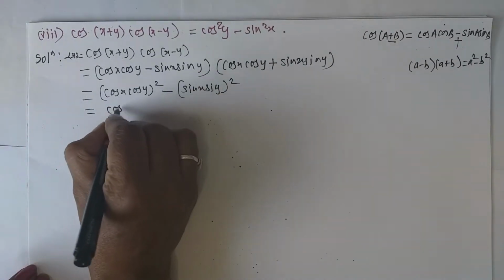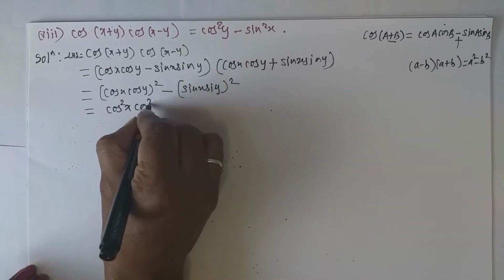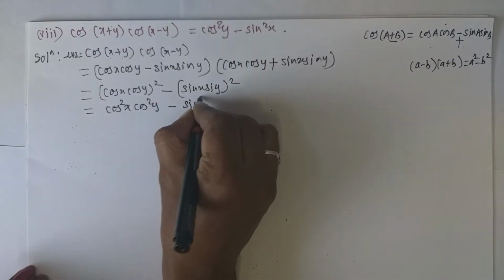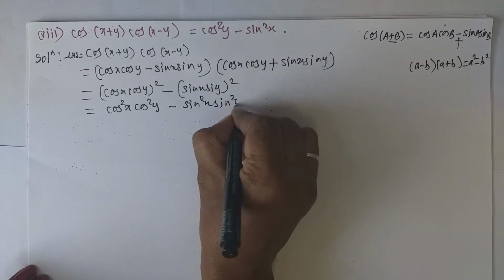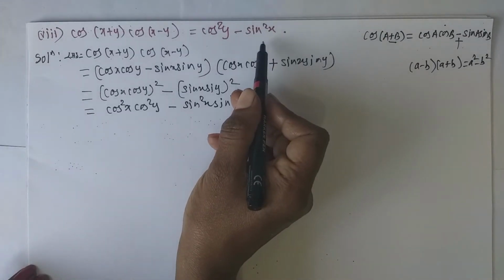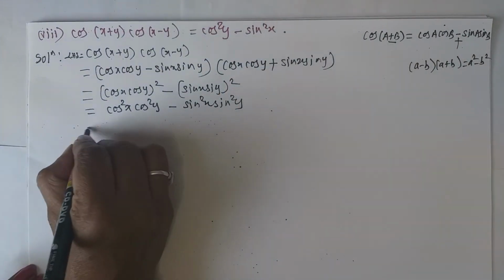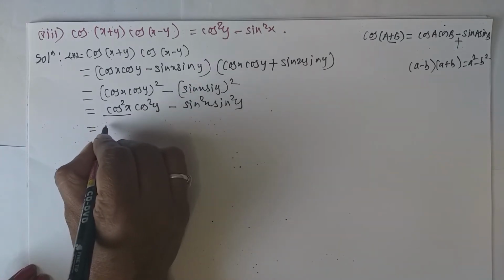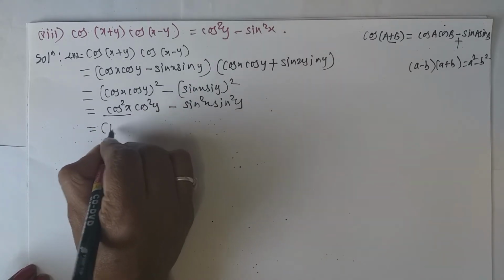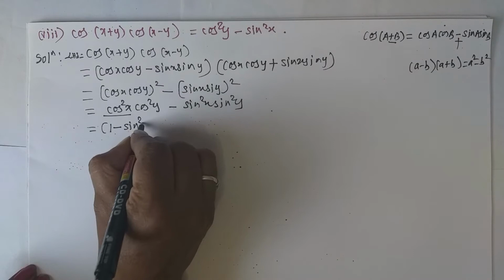Therefore I will simplify this. This will be cos square x cos square y minus sin square x sin square y. As the right hand side does not contain terms of cos x, I will convert this cos square x by using our first identity, 1 minus sin square x.